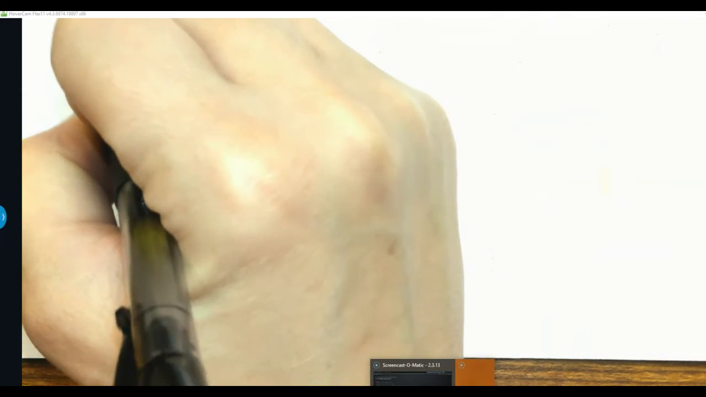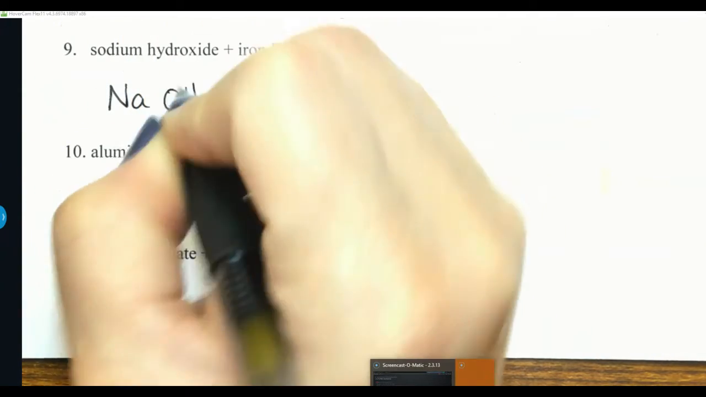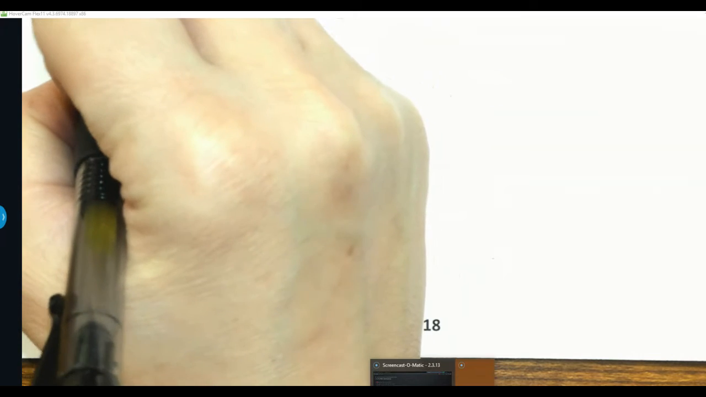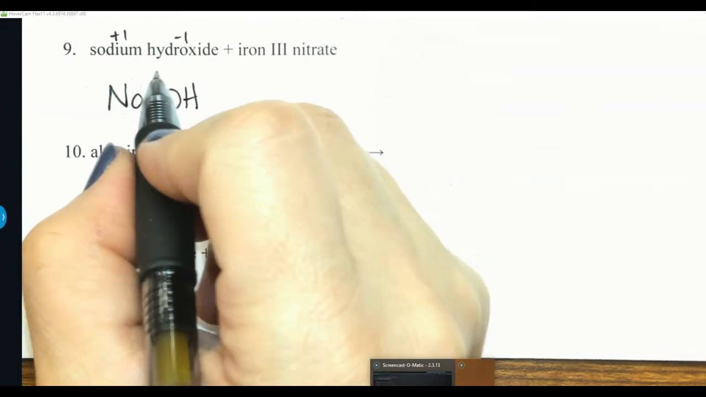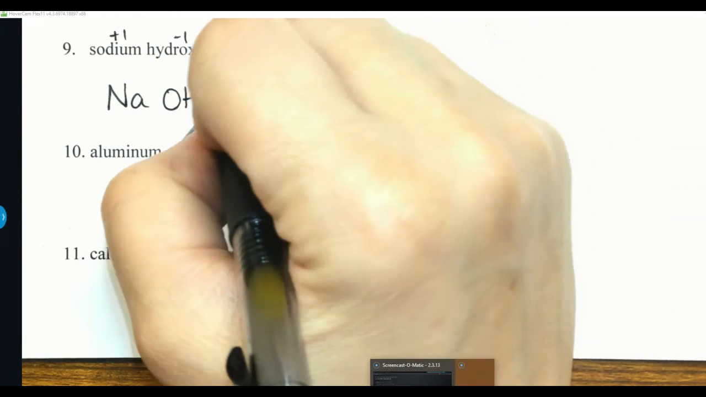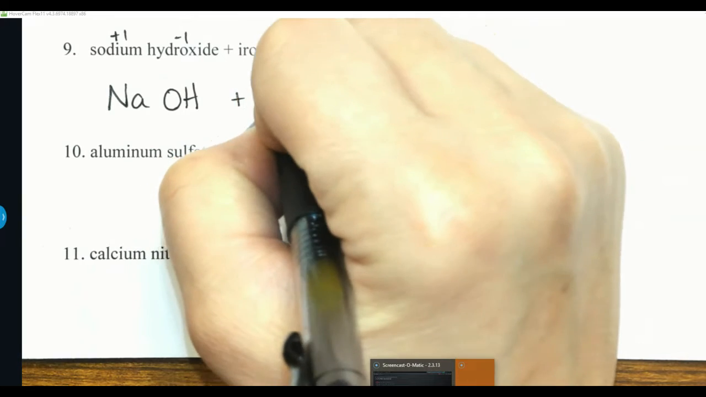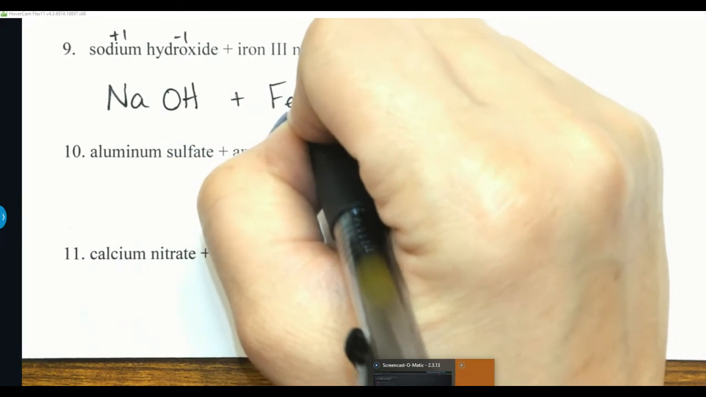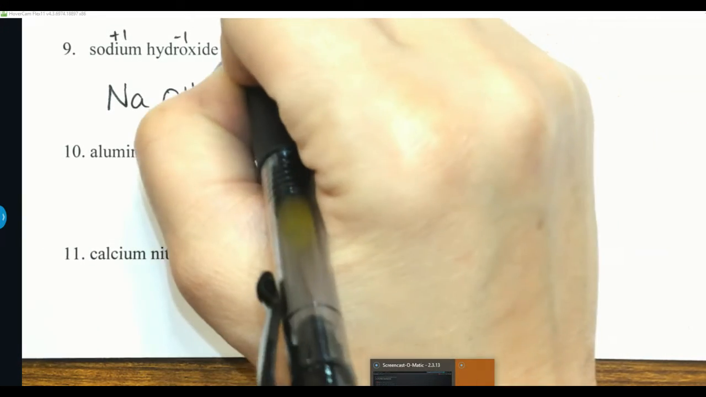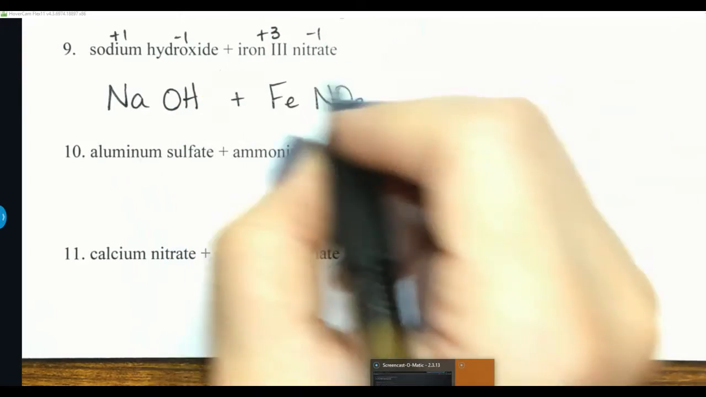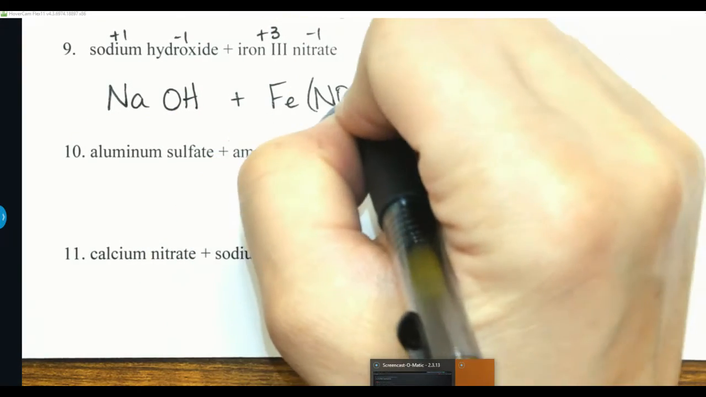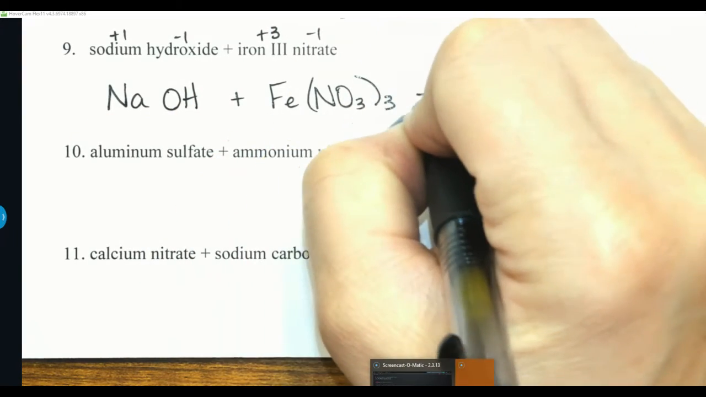Number 9, sodium hydroxide, it's OH. Sodium has a plus 1 charge, hydroxide has a minus 1, so they cancel. Plus iron 3, and nitrate is NO3, and this is plus 3, minus 1. Crisscross them means that we need a 3 here.